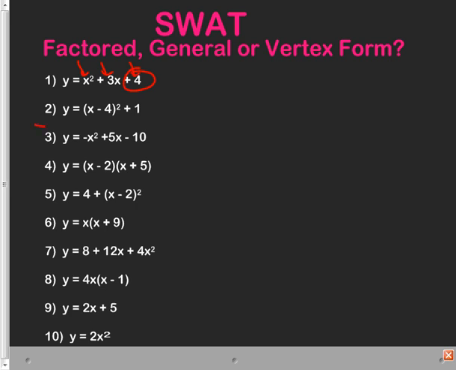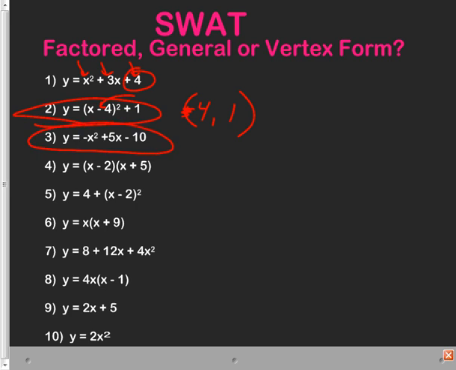Okay, what is this form? That's vertex form, and the vertex in this case is negative 4, 1. Is that correct? No, because you use the opposite of what's inside here, so it's positive 4, or just 4, comma 1.